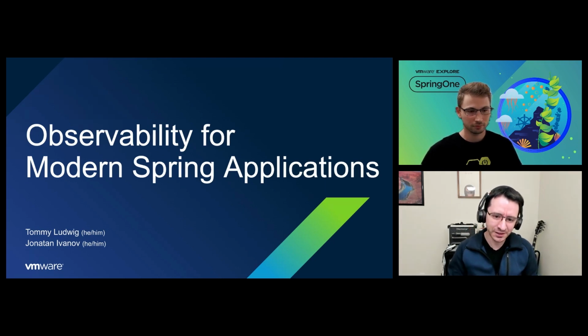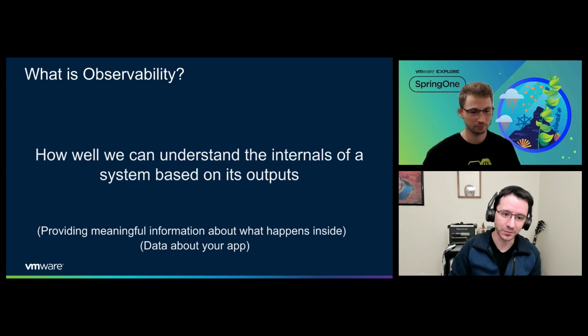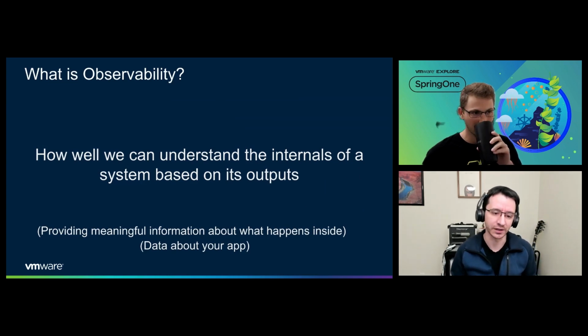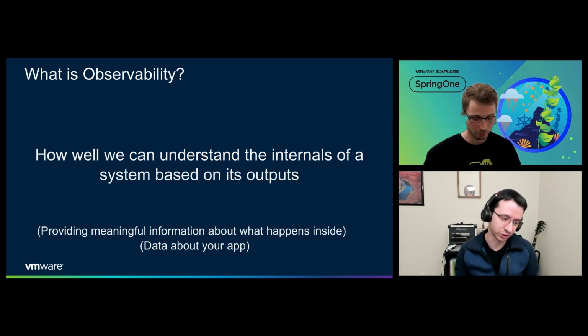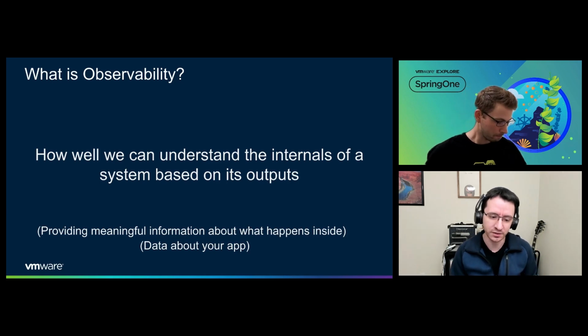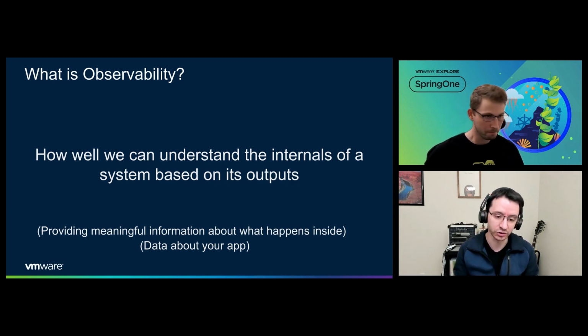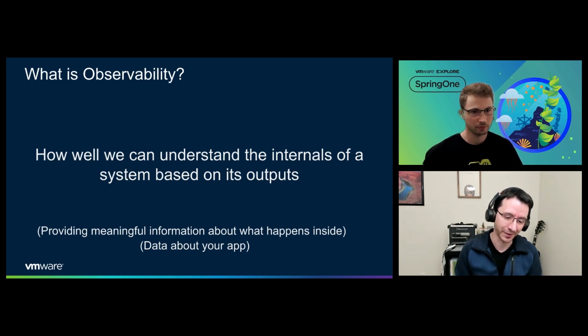So let's talk about what is observability and also why do we need it. For this talk, we will define observability as how well we can understand the internals of a system, which doesn't need to be software, but for us it usually is, based on the outputs that it provides. So you have an application that will provide meaningful information about what happens inside of it, and hopefully you will get some meaningful data about that.